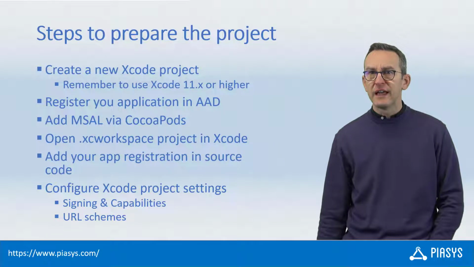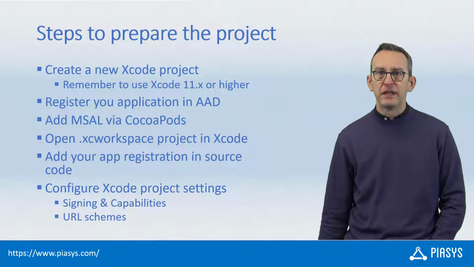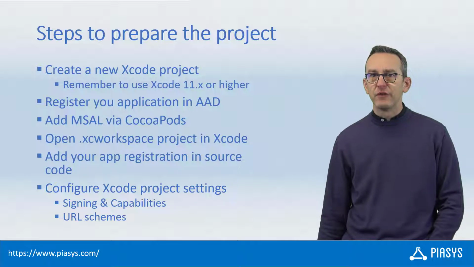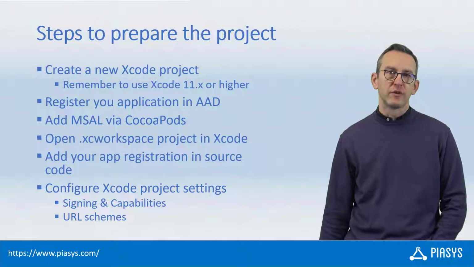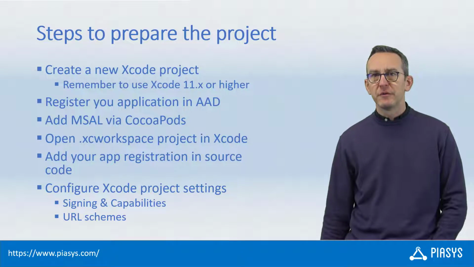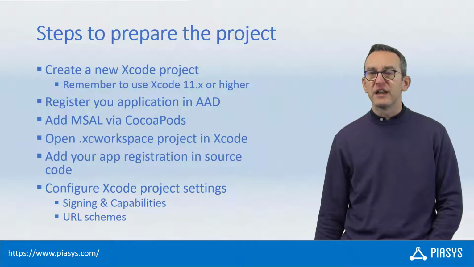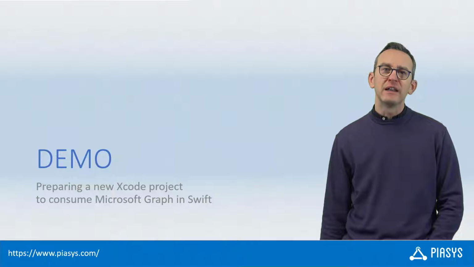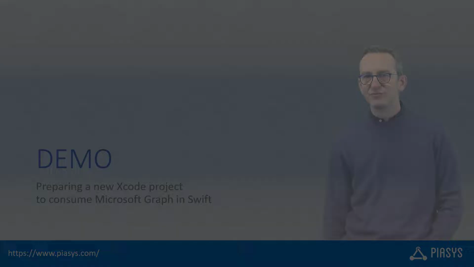And once you have done that, you will have to configure in Azure Active Directory an application which you will use to access Microsoft Graph and to get an access token to access Microsoft Graph. And you will have to do some small changes to the project settings in order to be able to properly use MSAL. So let's move to the demo environment and let's see how to do that in practice.